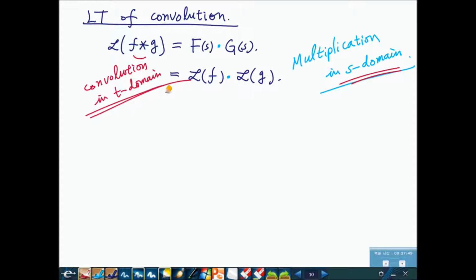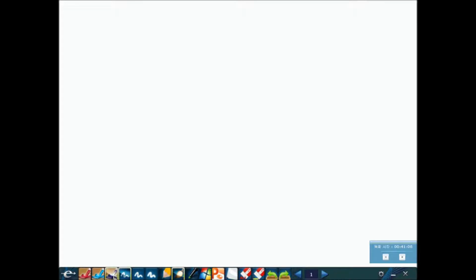So we knew the plus operation in S domain, the partial fraction, something over s plus something. So that's the plus operation, and we have exponential multiplication. If we multiply an exponential function in S domain, that's a time shift in time domain. And if there's a multiplication in S domain, that means convolution in time domain. So this is important. I'm going to give you one example of how you use the Laplace transform of convolution.